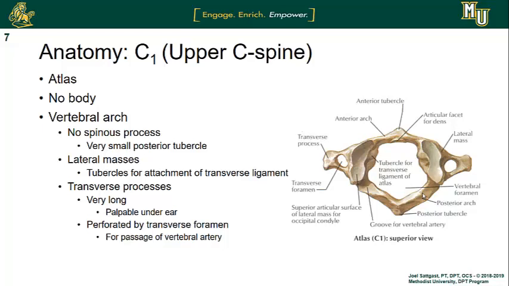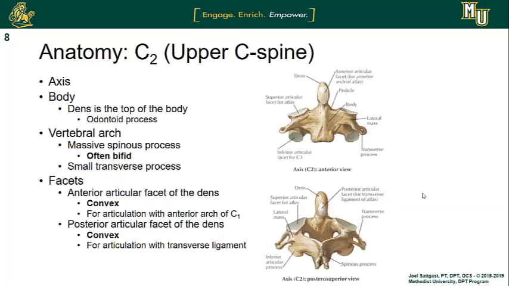These transverse processes also contain the transverse foramen, which is where we see the passage of the vertebral artery. And so this is one of the reasons why it's important to palpate the transverse process of C1 in order to ensure that integrity is maintained, specifically following trauma.